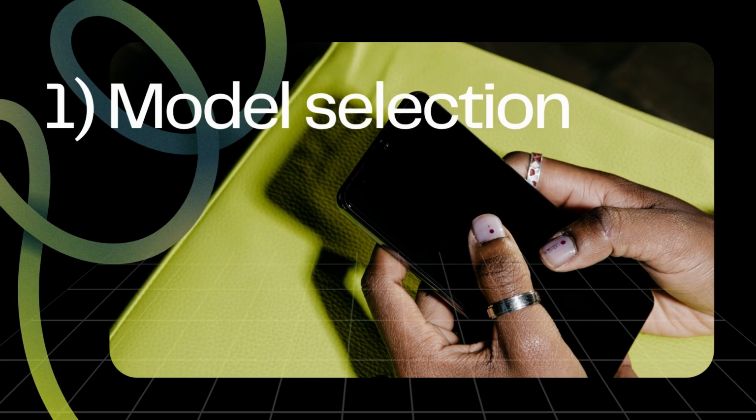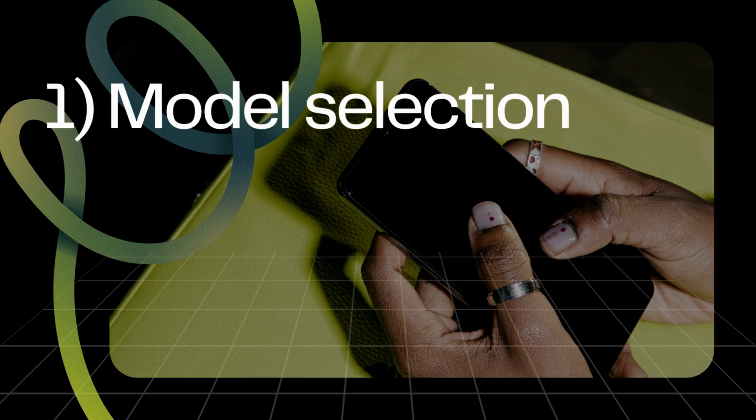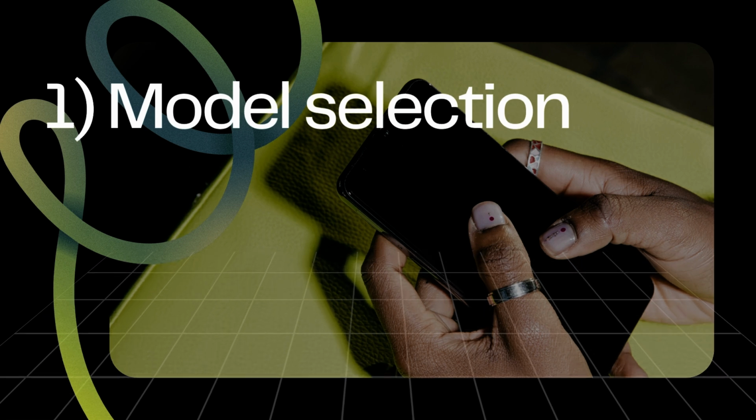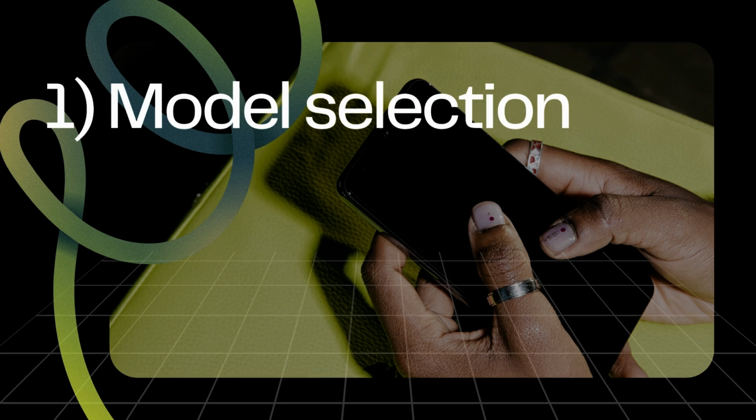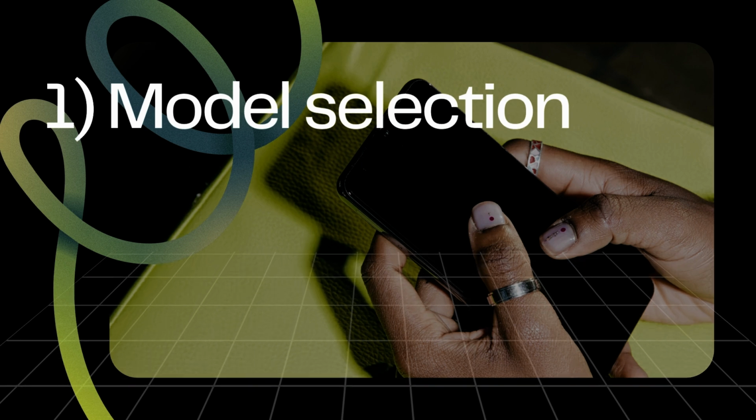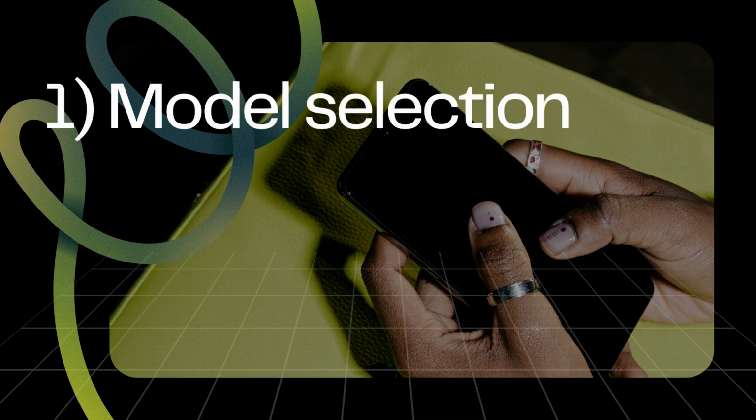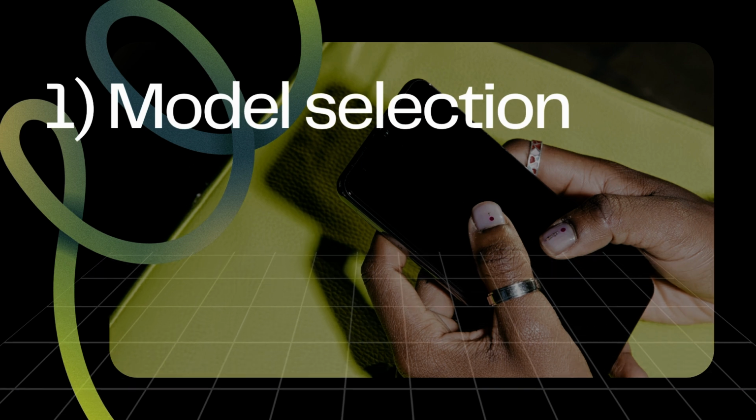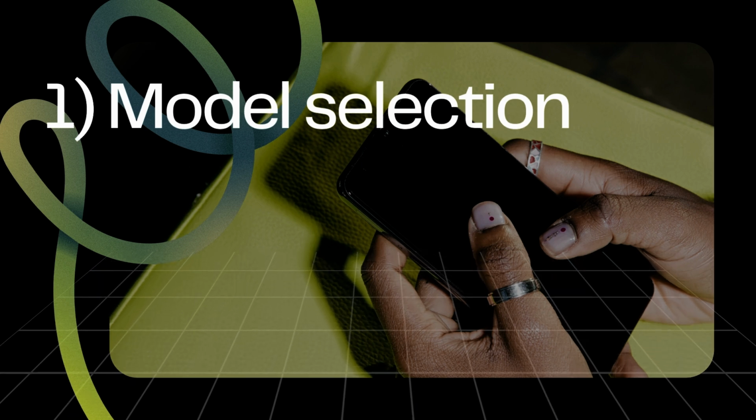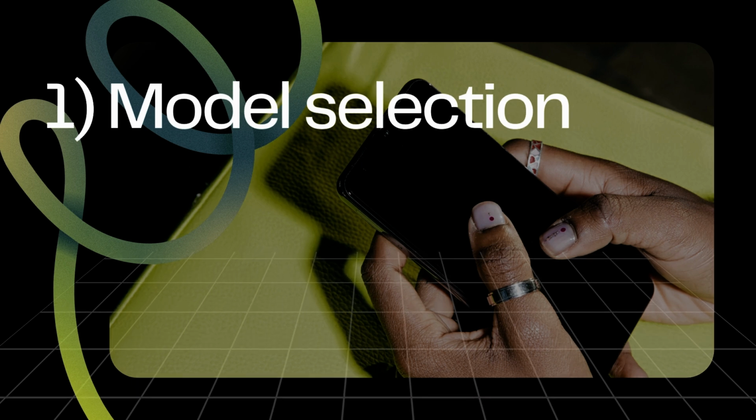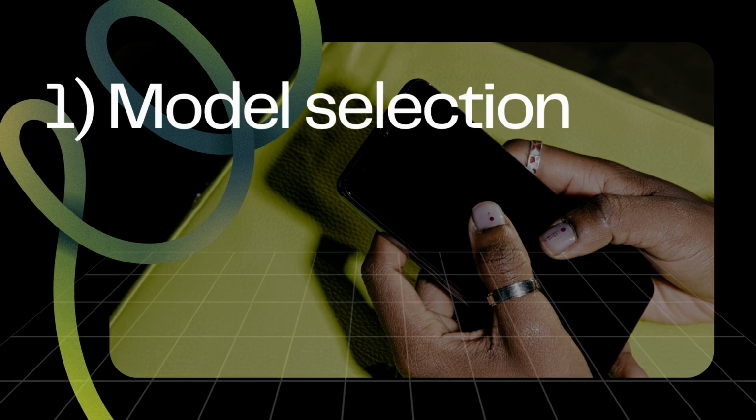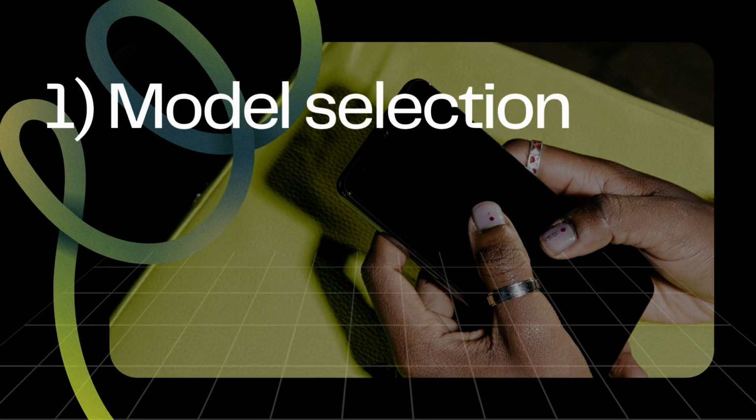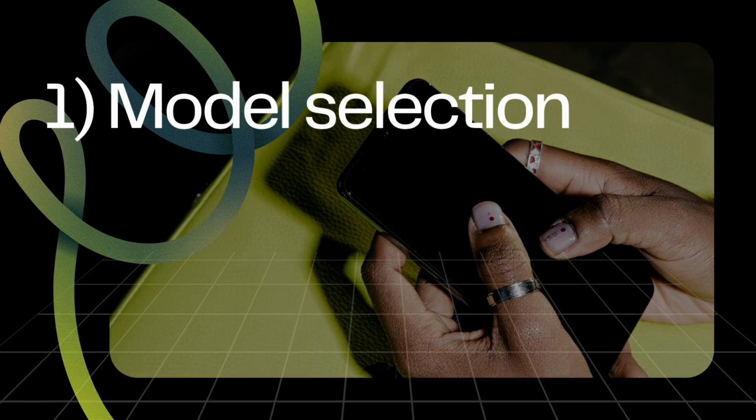In GPT-5, model selection means matching the right engine to the job. Some models are built for speed, ideal for quick emails, short rewrites, small code edits, or simple fact lookups. Others are built for deep reasoning, better for tasks that need multi-step thinking, careful planning, comparing multiple sources, or using tools like browsing or code execution.